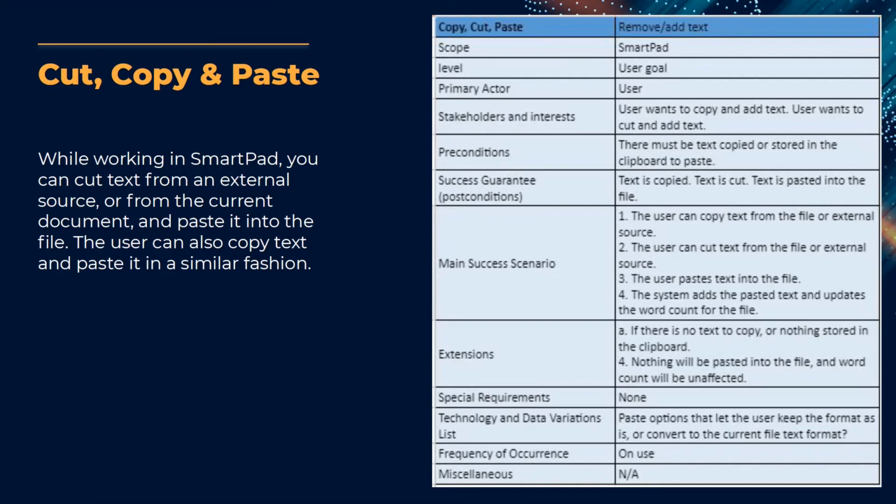Extension scenarios: if there is no text to copy or nothing is stored within the clipboard, nothing will be pasted into the file and the word count will be unaffected if used. There are no special requirements. Technology and data variations: paste options that let the user keep the format or convert it to the current file or text format.